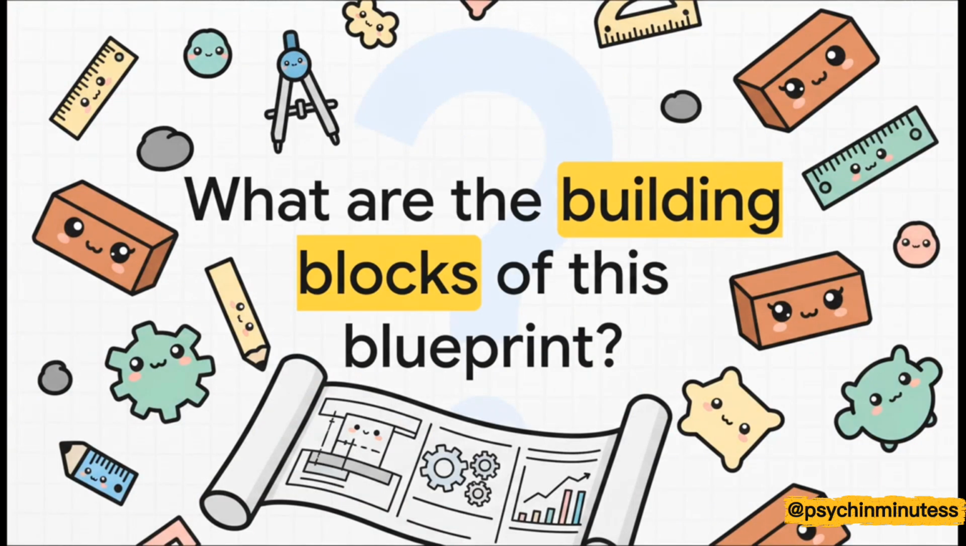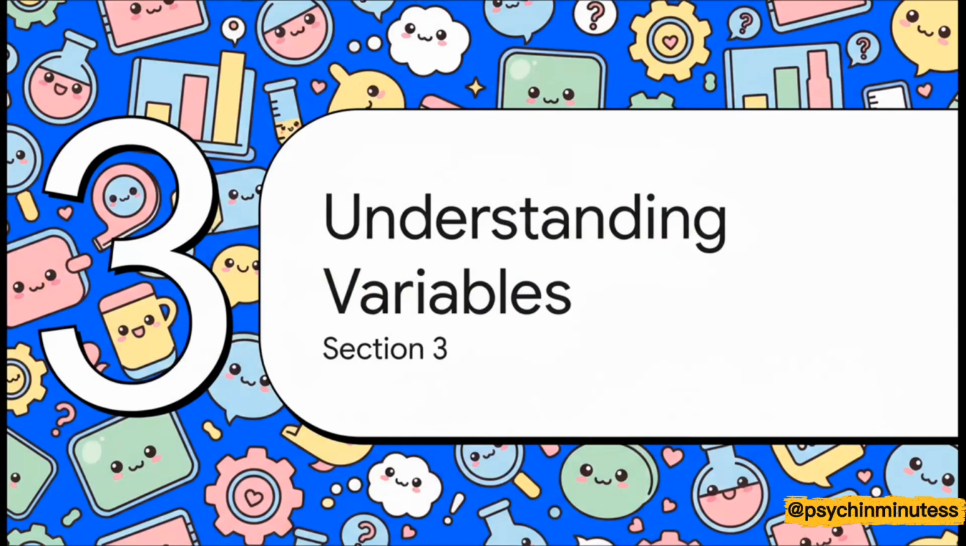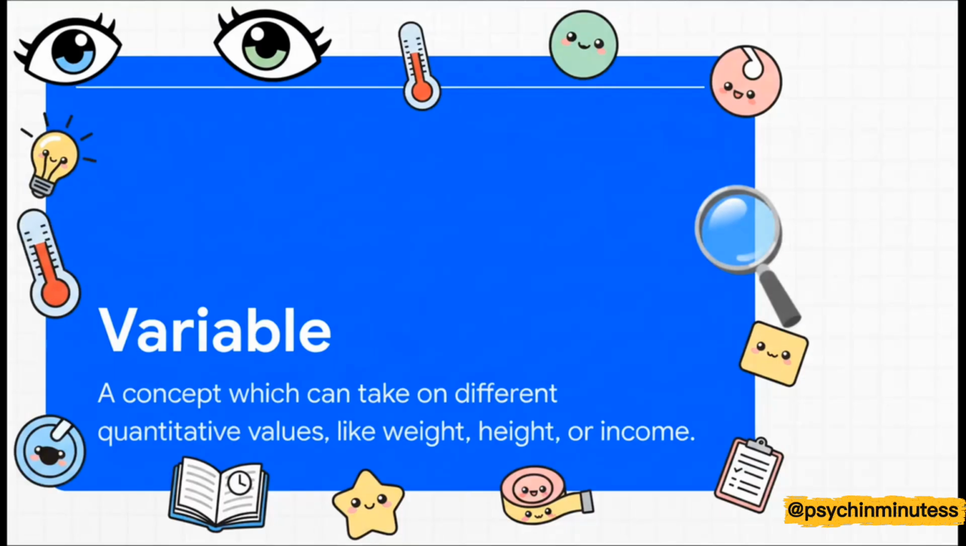So, if we're sticking with this blueprint analogy, you've got to ask, what are the actual building blocks? What are the bricks and mortar of our research house? Well, this is where we get into understanding your variables. These are the absolute core of any study. They're the things we measure, the things we tweak, and the things we control. They are, quite literally, the essential building blocks for our blueprint. So what exactly is a variable? Well, pretty simple. It's just a concept that can have different values. Things like your weight, your height, your income, anything that can be measured and can change.